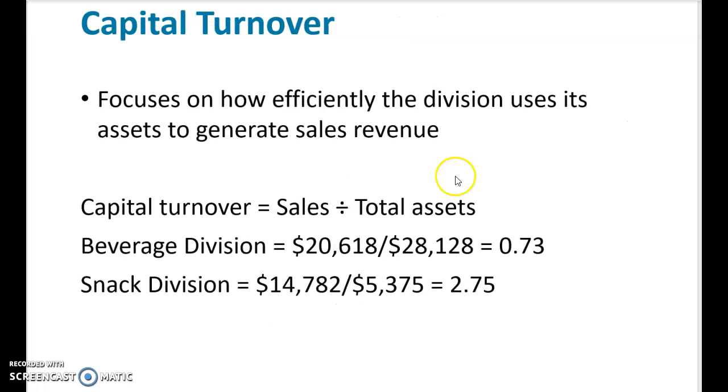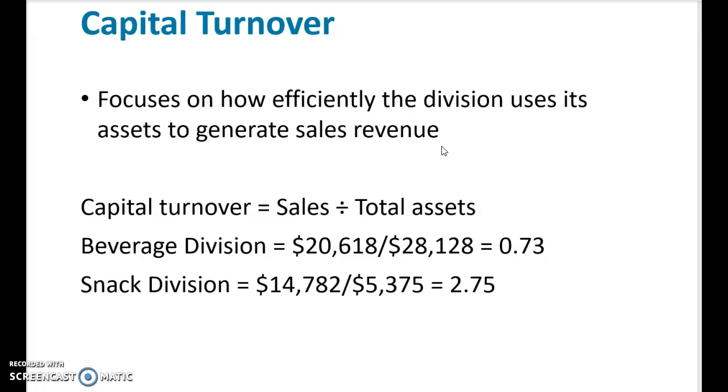Okay, now capital turnover. This focuses on how efficiently the division uses its assets to generate sales revenue. So capital turnover is sales divided by total assets.